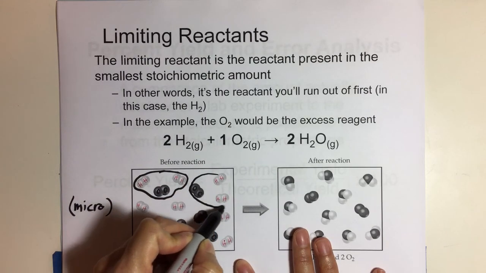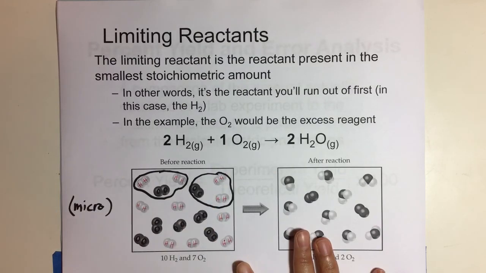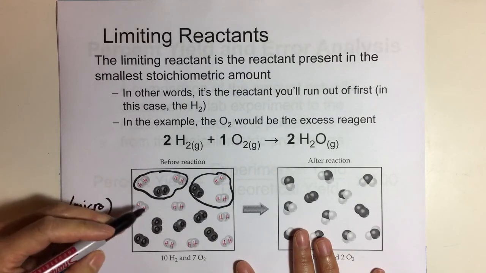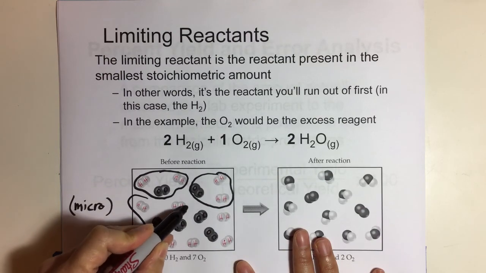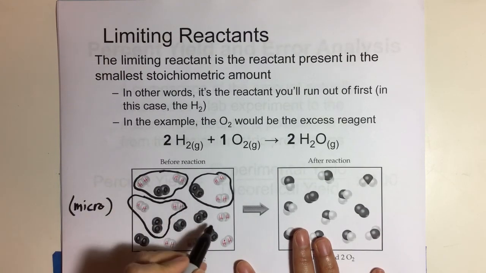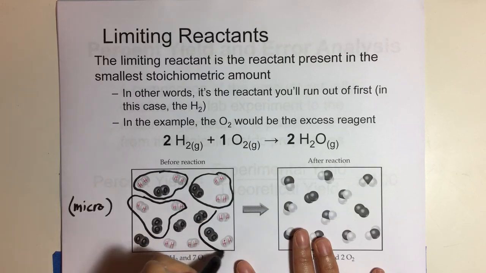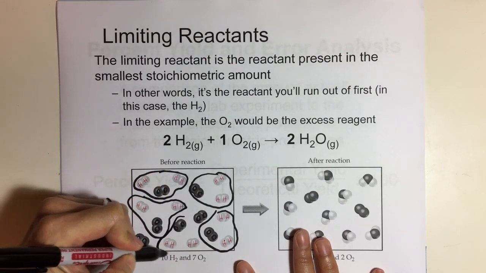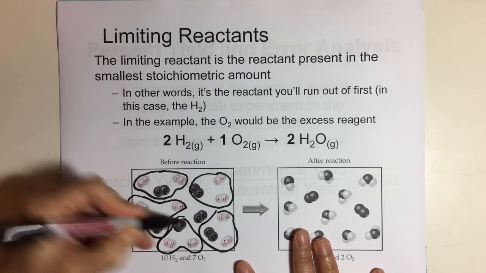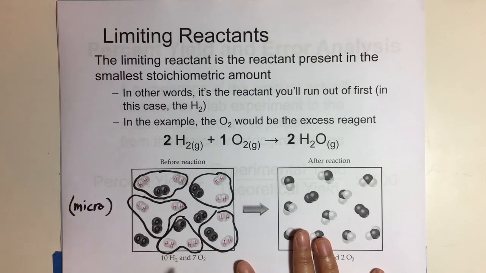So let me group these 2. This will make another 2 water molecules. And then another grouping will give you another 2. And then here's one of the last groupings. So now you'll notice that you'll have an excess amount of oxygen. These 2 oxygen molecules are not consumed, and so there's an excess reactant.